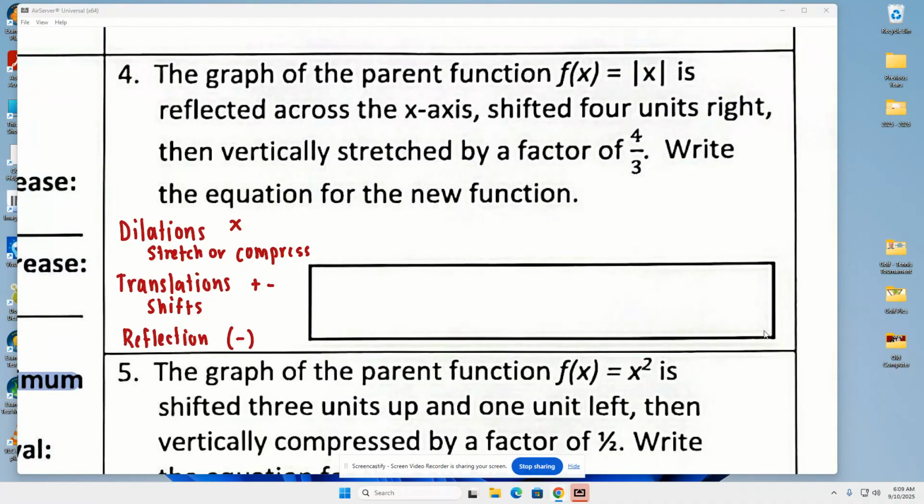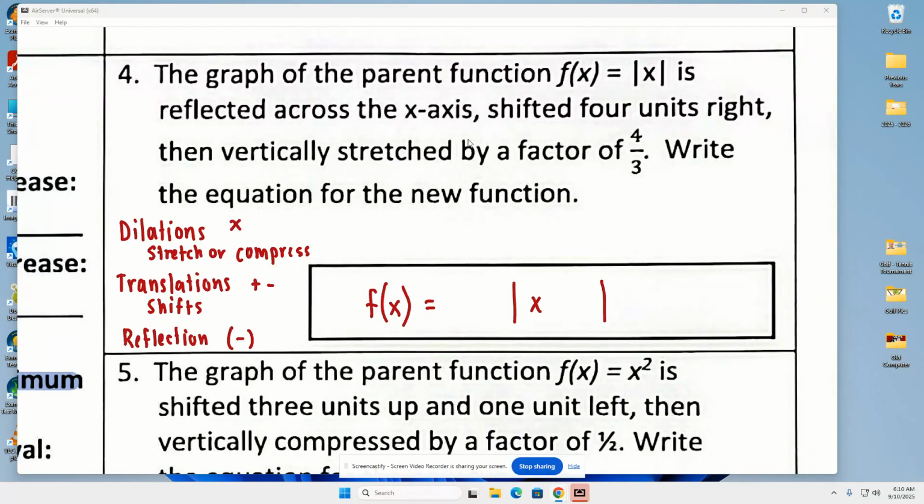So it wants me to take this parent function, f of x equals the absolute value of x, and it wants me to write an equation based on all the things here that it's saying. So I'm going to go ahead and write f of x equals, and I'm going to put my absolute value bars and put x in here, and then we'll see all the things that we need to make as far as transformations.